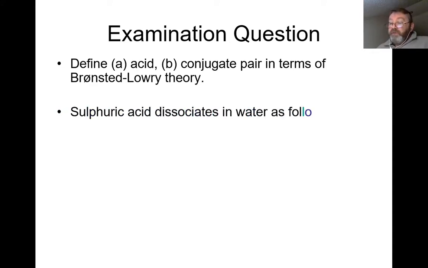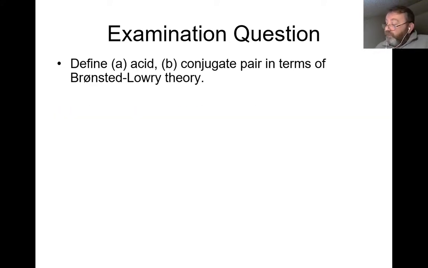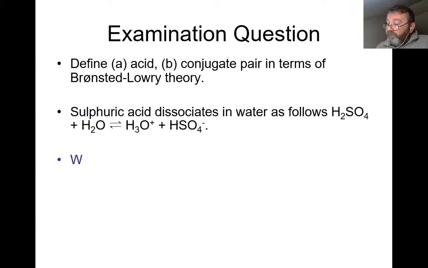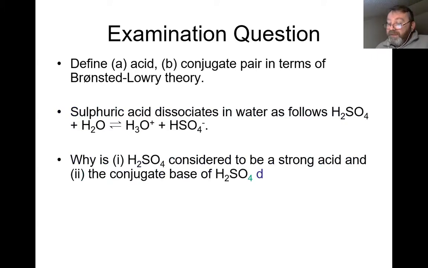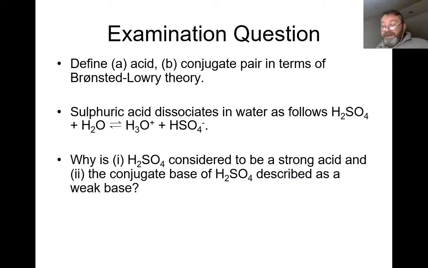We know that. Sulfuric acid dissociates in water as follows: H2SO4 plus H2O sets up dynamic equilibrium with H3O plus and HSO4 minus. Why is H2SO4 considered to be a strong acid? Now, the answer for that is because H2SO4 produces a huge amount of H3O plus in solution. Or to put it another way, because we've already been speaking about Bronsted-Lowry, you could say, why is H2SO4 considered to be a strong acid? Because it's an excellent proton donor. Okay, it's an excellent proton donor.